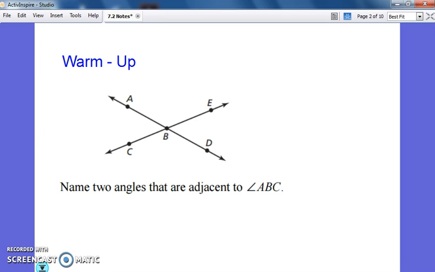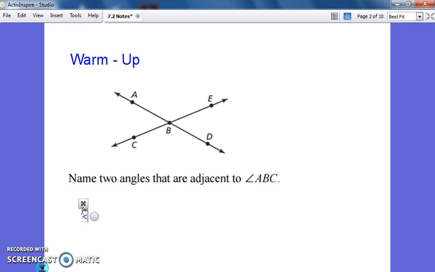So one set of angles that is adjacent, meaning next to ABC. Remember, ABC is this one. So it can share a line with the CB line, which would make angle CBD a pair that's adjacent. Let's go ahead and write that down.